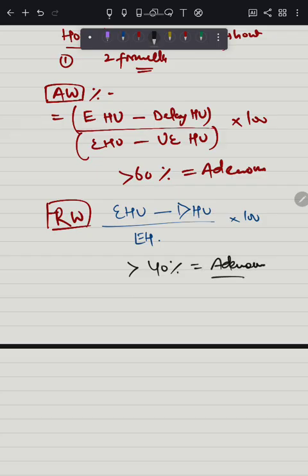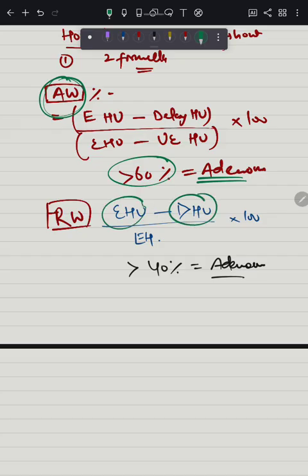So we have this washout, one is absolute washout, another is relative washout. Absolute washout is enhanced Hounsfield units minus delayed Hounsfield units divided by enhanced minus unenhanced Hounsfield units multiplied by 100. If it is greater than 60%, then it is adenoma. Whereas relative washout is enhanced Hounsfield units minus delayed Hounsfield units divided by enhanced Hounsfield units, and if that is more than 40%, then it's adenoma.